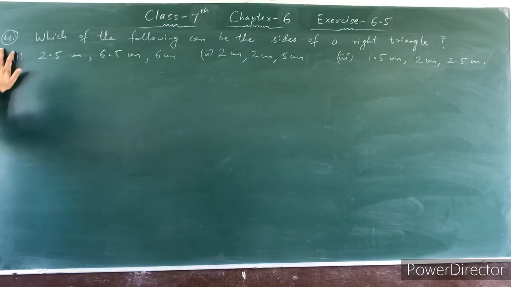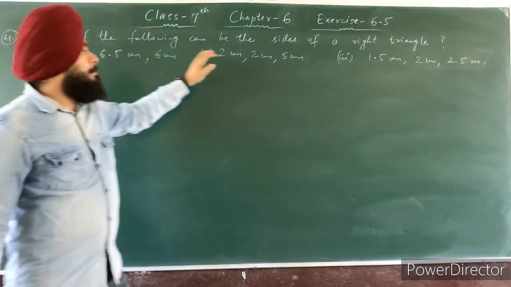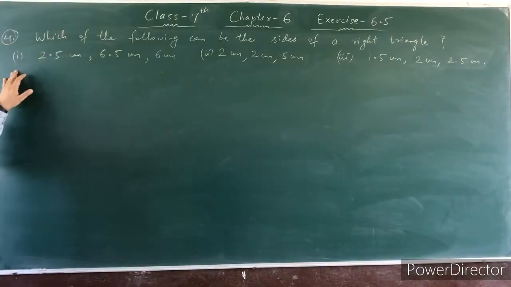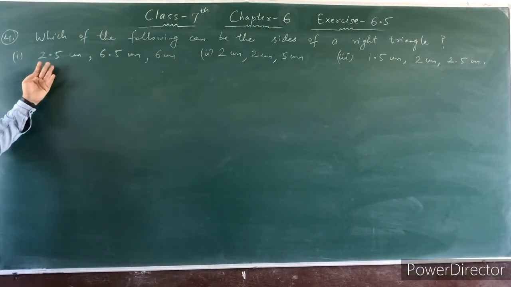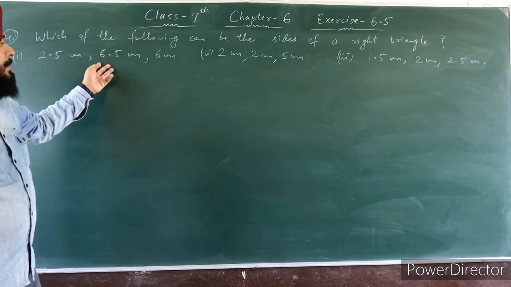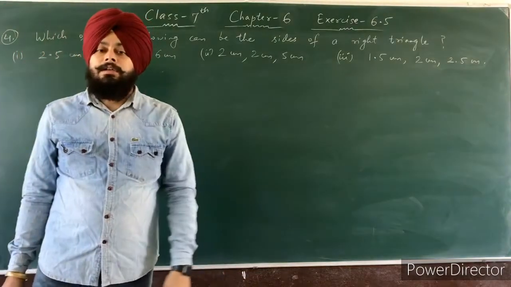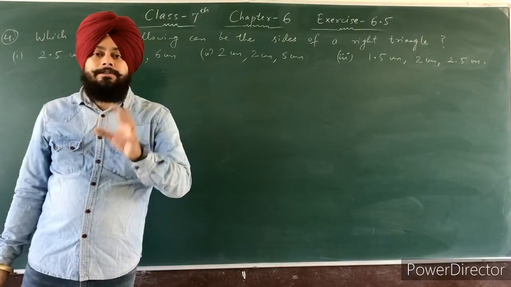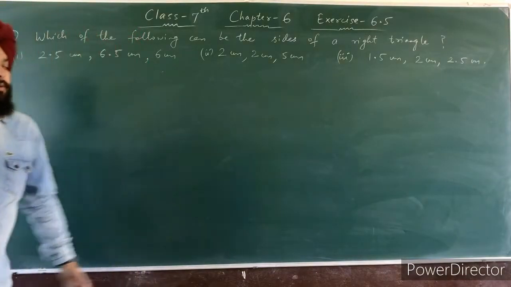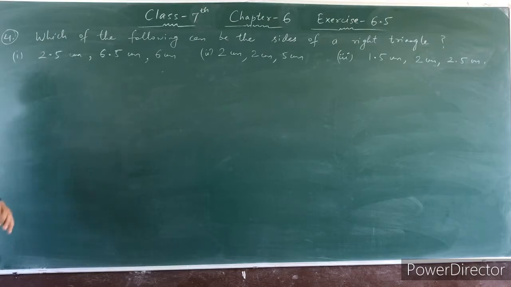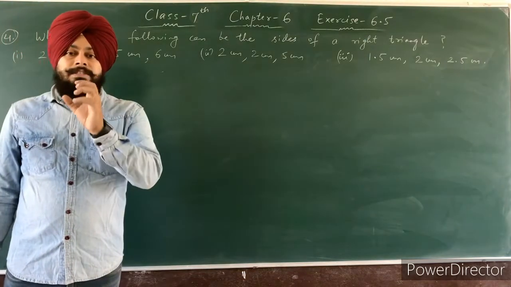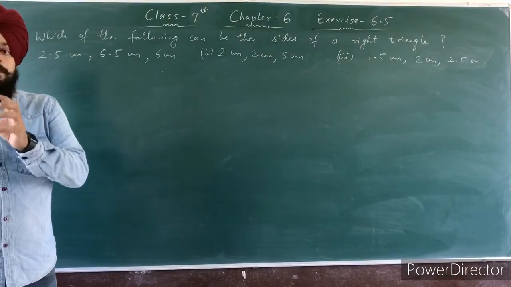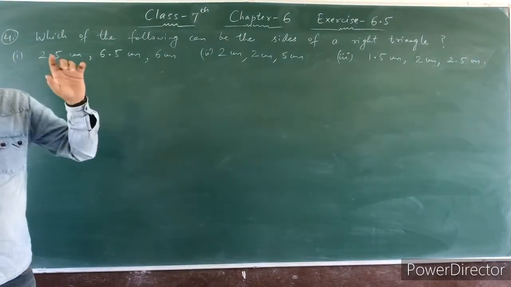Next, this is your question number 4. Which of the following can be the sides of a right triangle? So there are 3 parts. In the first part, there are 3 sides given: 2.5 centimeter, 6.5 centimeter, and 6 centimeter. So we have to check whether these given sides are of a right angle triangle or not. First of all, let us consider the largest side as the hypotenuse.